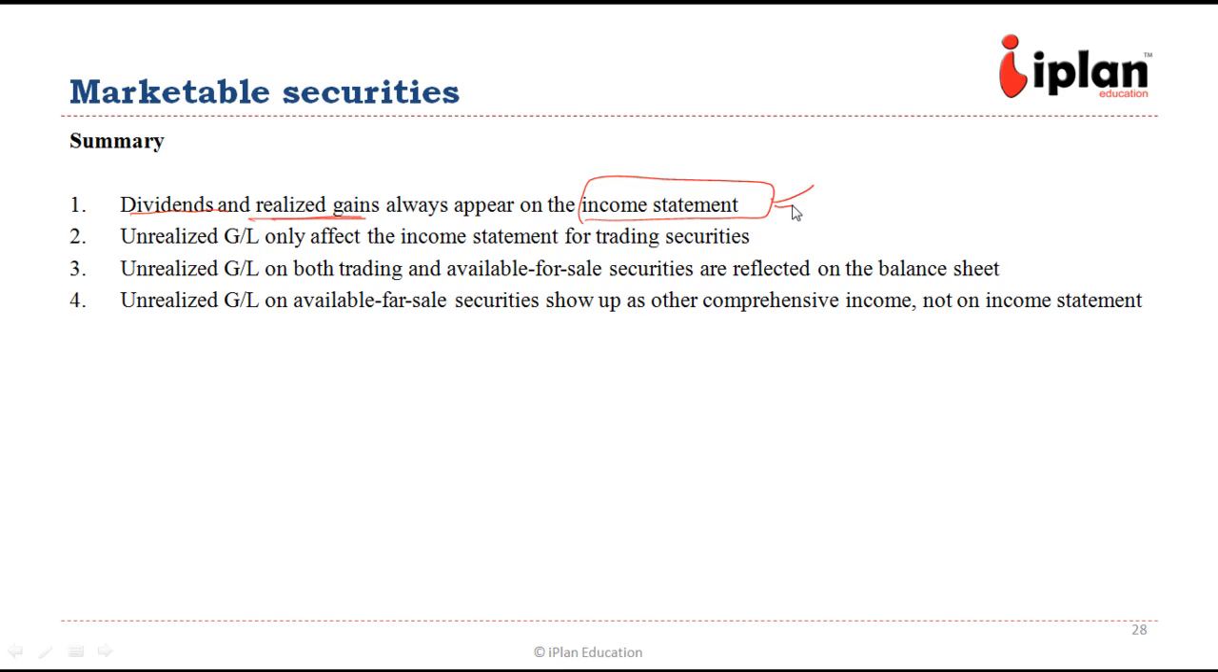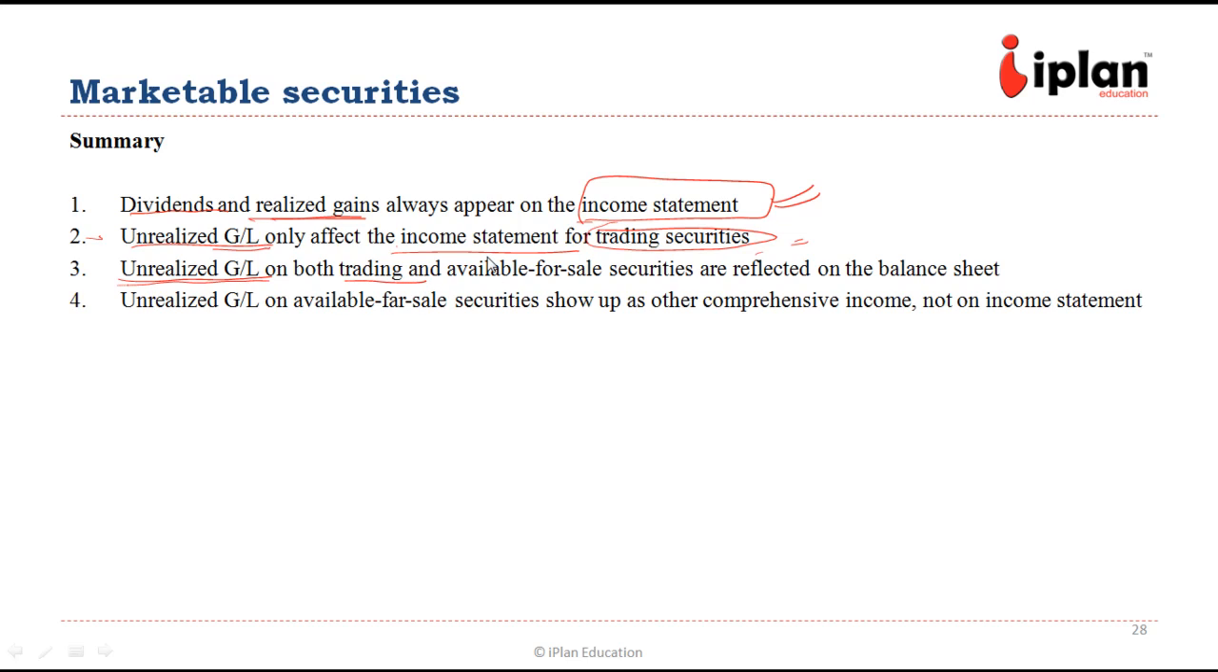The dividends and realized gains always appear on the income statement. As we have seen, irrespective of the treatment of the security, they are going to form part of the income statement. If there is any unrealized gain or loss, it will affect the income statement only in the case of trading securities. As we have just seen, for available for sale or held to maturity securities, it did not affect the income statement.